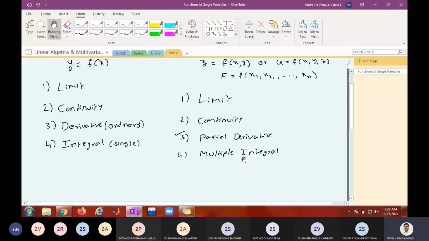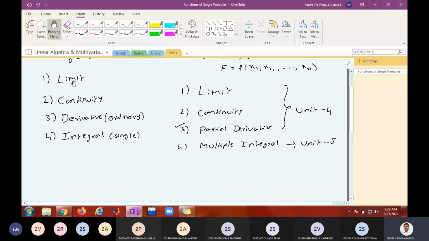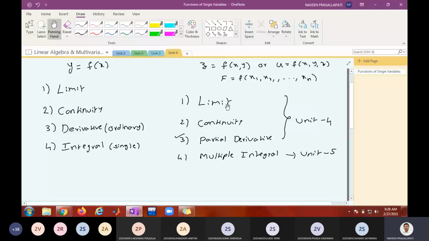Multiple integral is going to be unit 5, and applications of partial derivative. Okay, partial derivative definition and its applications are going to be in third unit. Okay, and these two definitions are also included in third unit. So these three you are going to see in unit 4, and this one you are going to see in unit 5. Okay, so already you have learnt in the intermediate. Okay, so from this we try to generalize to this.